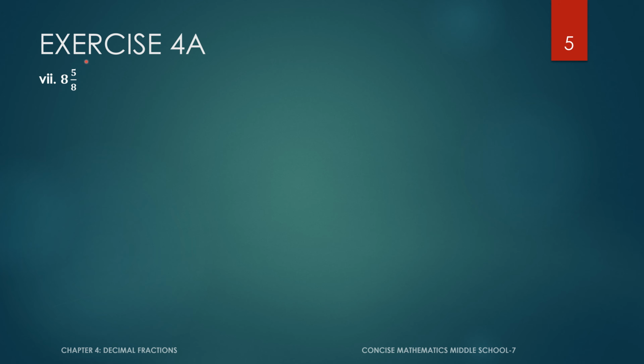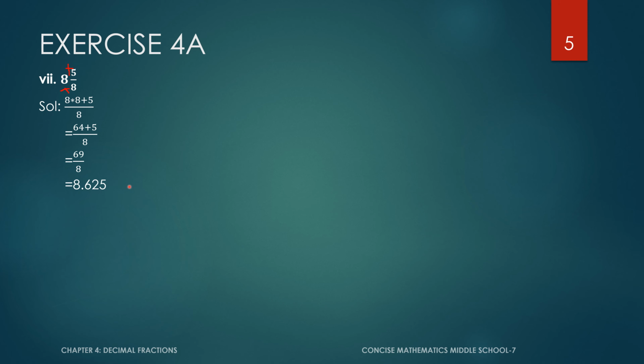Seventh question. Even here it is a mixed fraction and you have to make it into an improper fraction. Here you are going to add it. So 8 into 8 plus 5, and according to DMAS rule you have to do the multiplication first. So 8 8s are 64 plus 5 by 8. 64 plus 5 will be 69 by 8. And you can easily divide it. 69 divided by 8 will be 8.625.